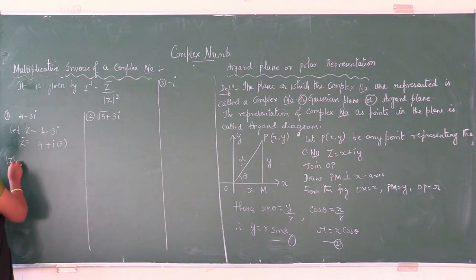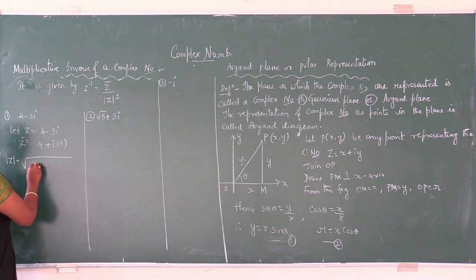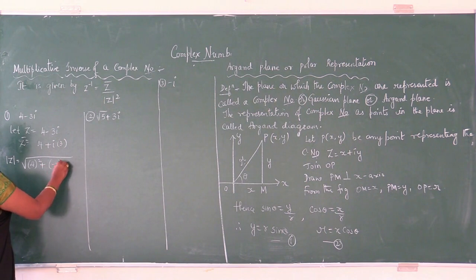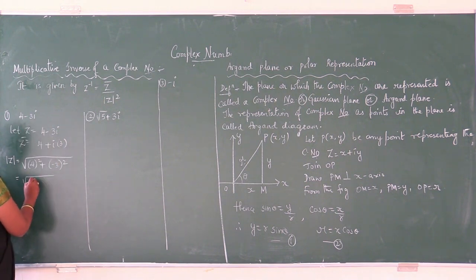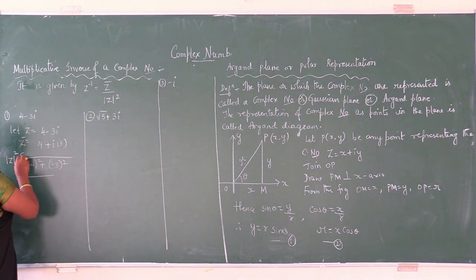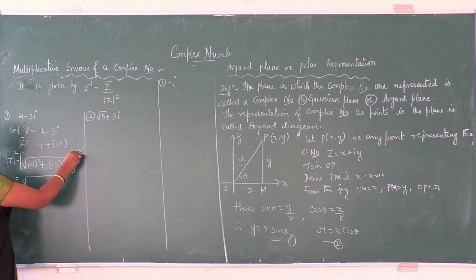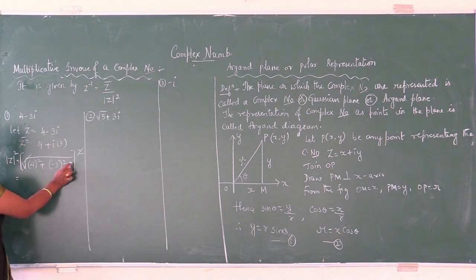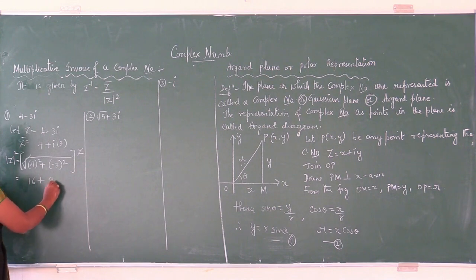How do you find mod z? Square root of real part square, that is 4 square, plus imaginary part square, minus 3 square. So what will this sum up to? Mod z square. So this is mod z whole square. The square root and the square get cancelled. What is 4 square? 16. What is minus 3 whole square? 9, which will sum up to 25.